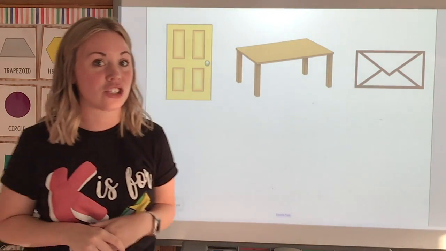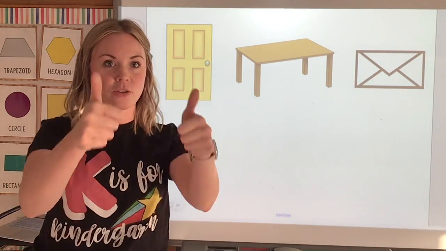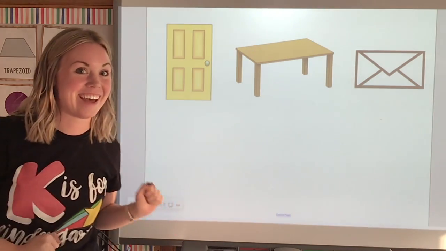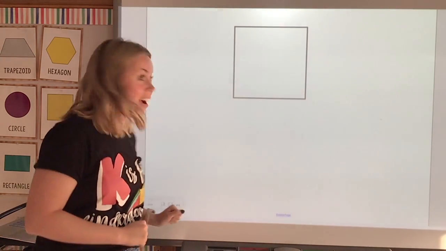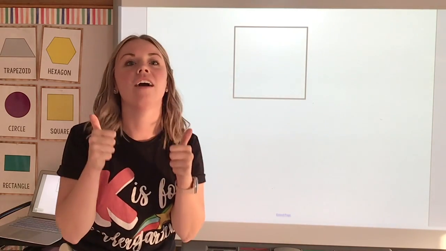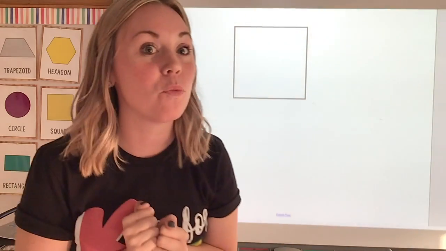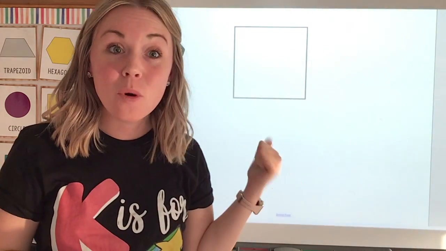Great job. But remember, 2 of the sides are longer and 2 of the sides are shorter. Let's go ahead and take a peek at this next shape. If you know this shape, just give me 2 thumbs way, way up. Ready, set. Oh, I knew you would know this one. Go ahead and whisper it to me. Ready, go. Yeah, that's a square.